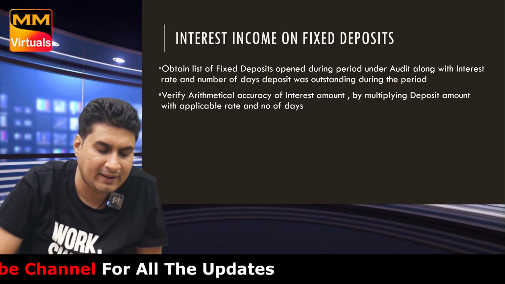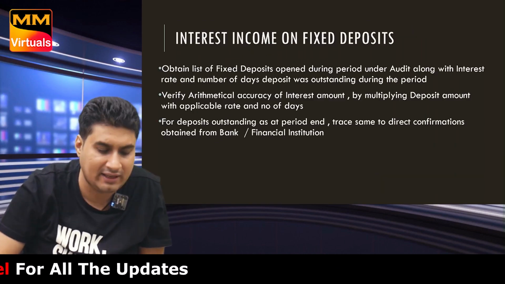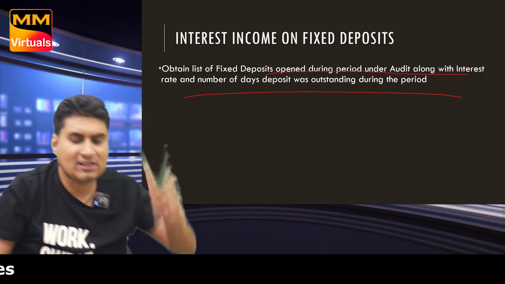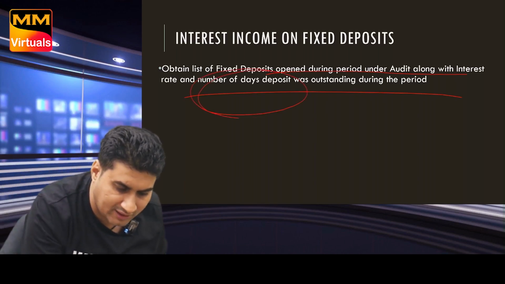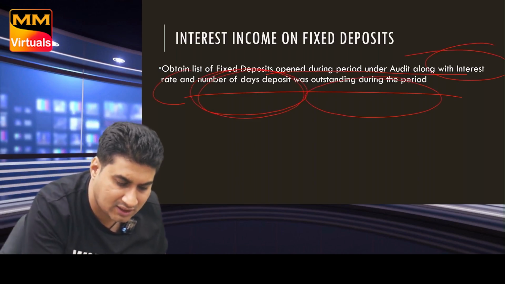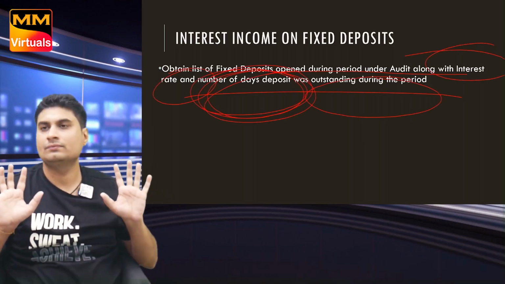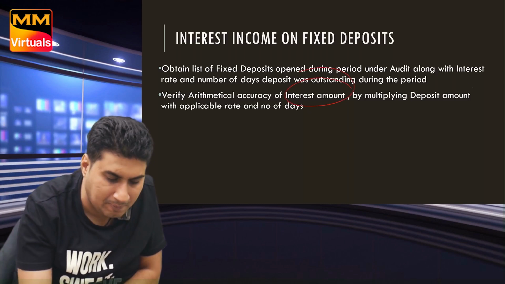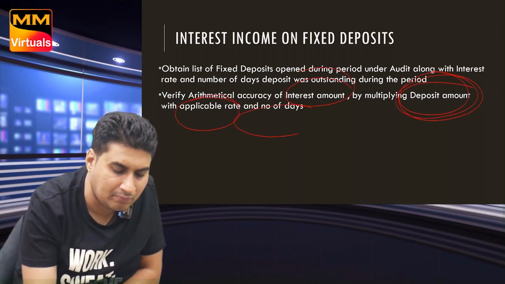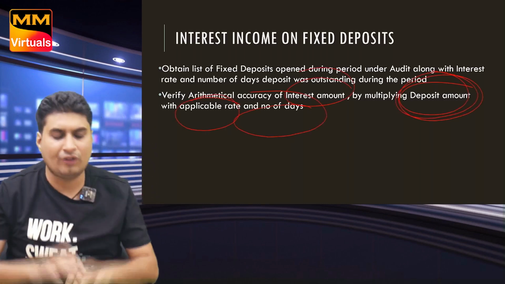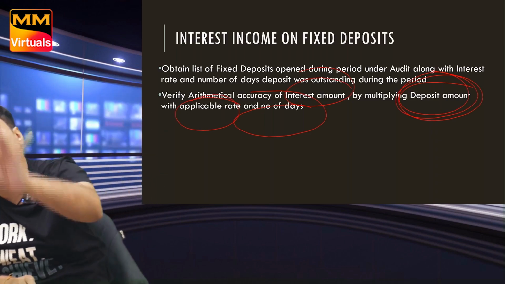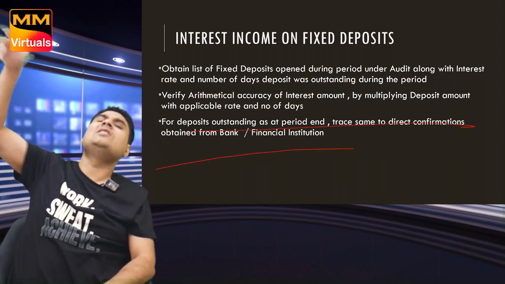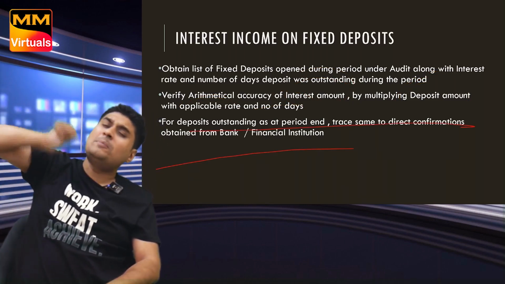Interest income on FD, they have repeated it. Obtain a list of all fixed deposits. In that, check two things: the number of days the deposit is outstanding along with the interest rate. Next, verify the arithmetical accuracy of interest by multiplying the deposit amount with the rate and number of days. For deposits outstanding at the year end, trace the balance from the bank.